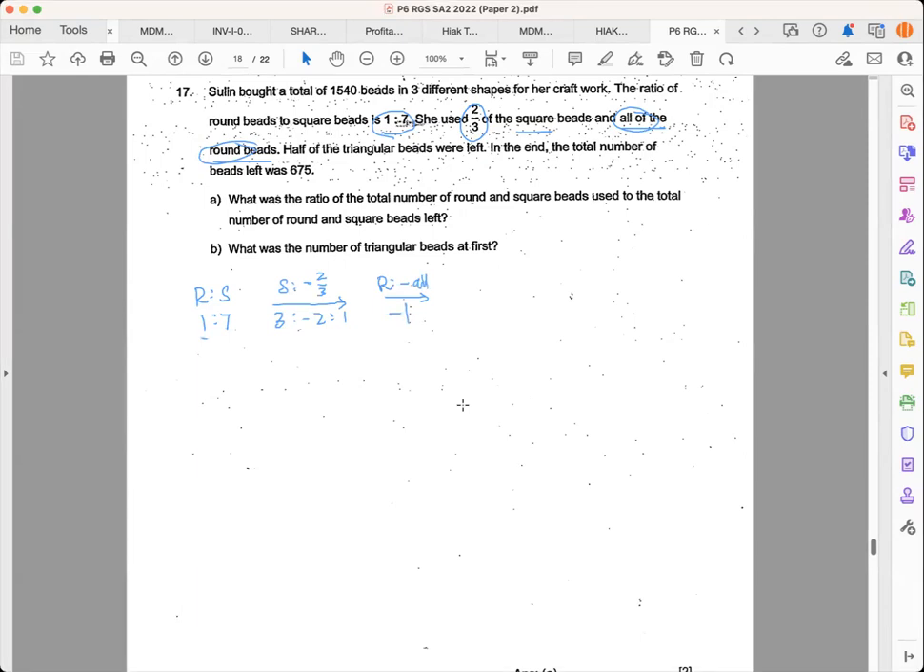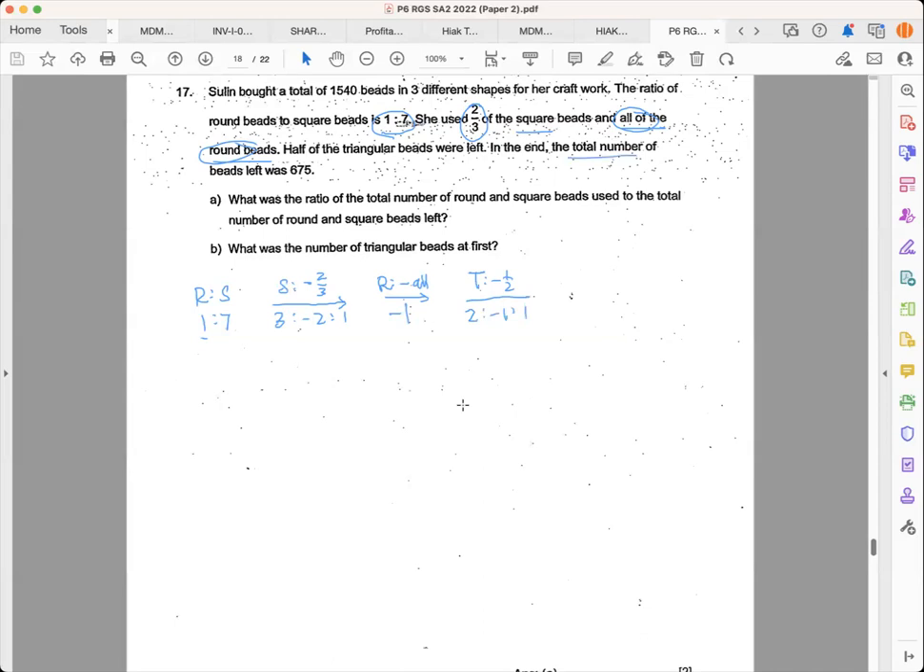Half of the triangular bits were left. So half of the triangular bits were left, which means half were used. Right? If you have half left, another way of looking at it is that you used half of it. So half will be just like the square. The way you record will be 2 minus 1 left 1.